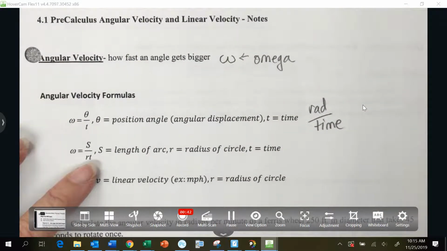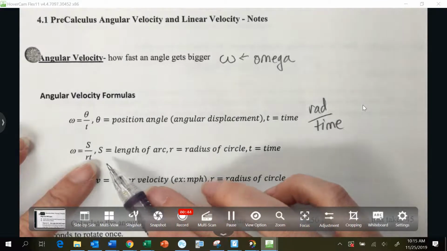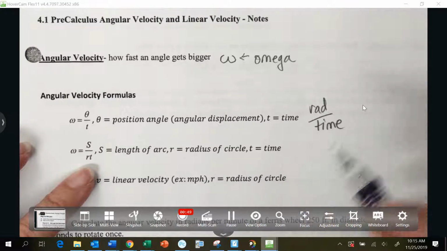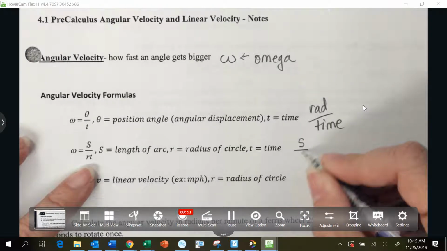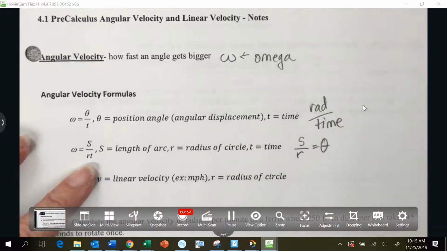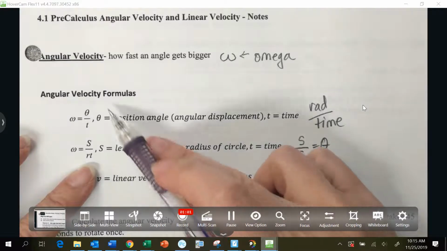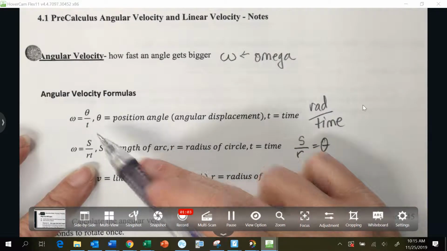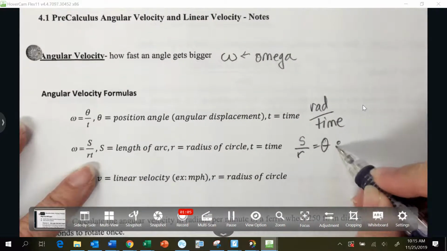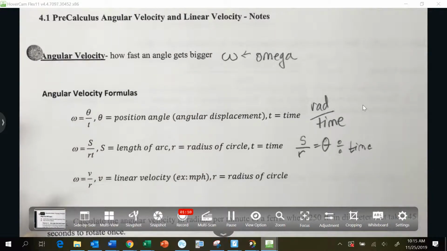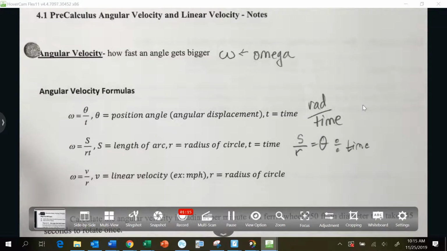You could also take the arc length S, and divide that by the radius and multiply that by time, because S divided by R is theta from last section. So these two are the exact same formulas. You're just taking theta and dividing it by time.